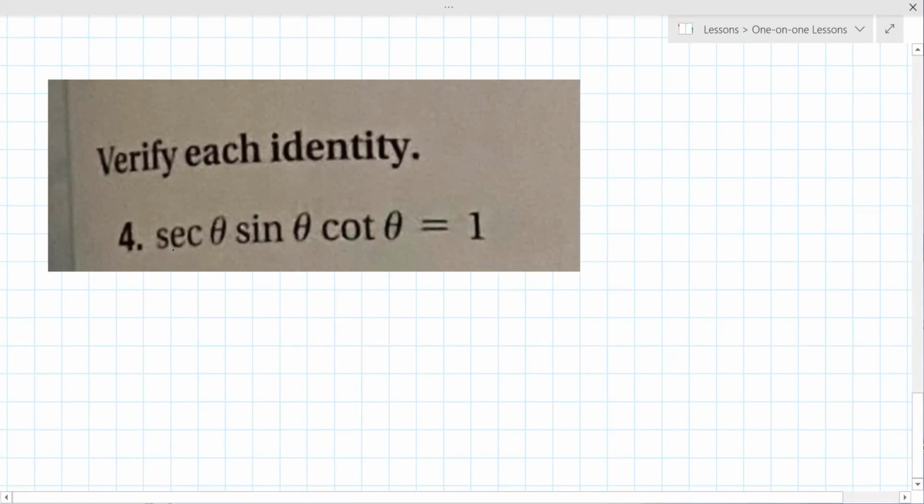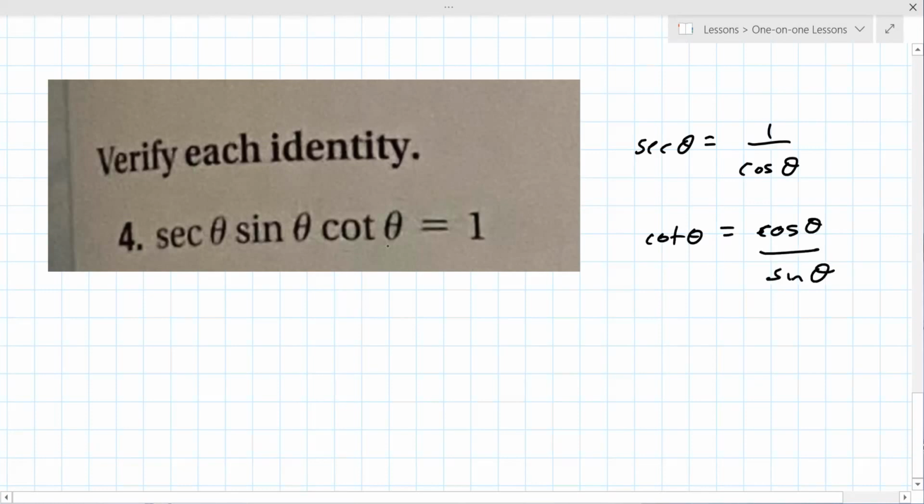On this side, secant, sine, cotangent, we're going to write these in terms of sine and cosine. That's kind of the most robust strategy. It's one that works most of the time. So we're just going to rewrite these on the left in terms of sine and cosine. We've actually already done this problem, I think.